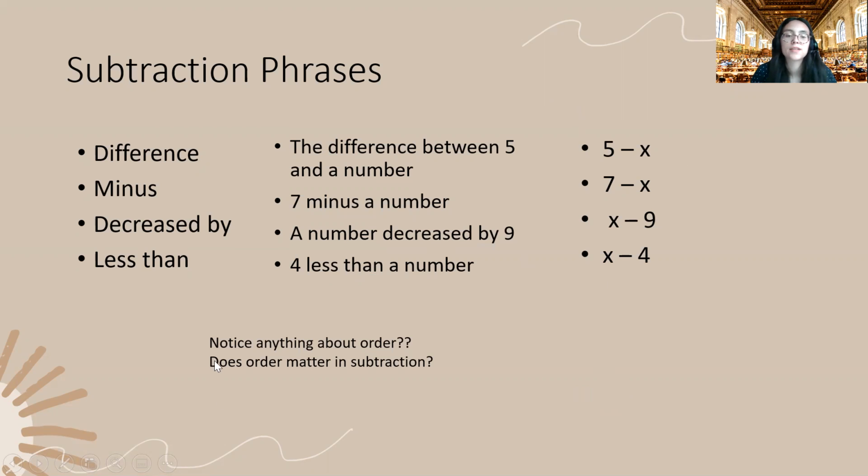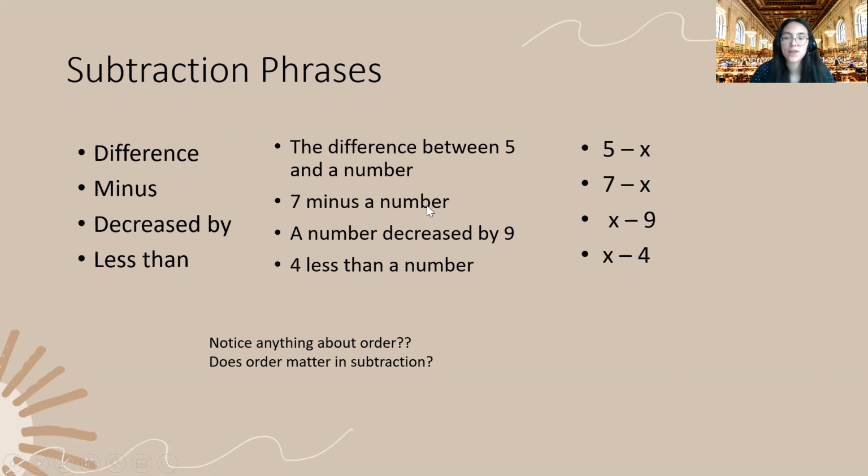Oh, do you notice anything about order here? Yes, order does matter in subtraction. If you look at the second bullet point in the middle, you have 7 minus a number. Notice how it's written exactly how it is explained in words. We write it in math: 7 minus our variable.